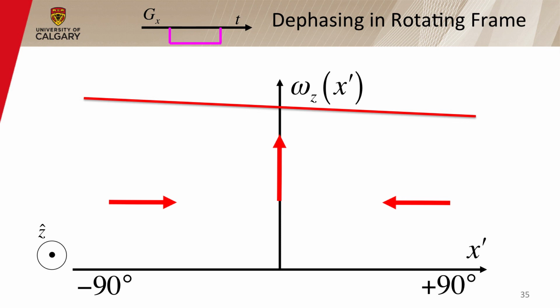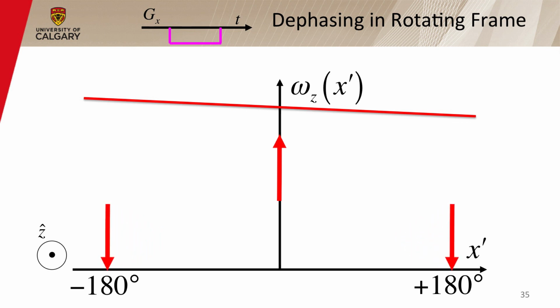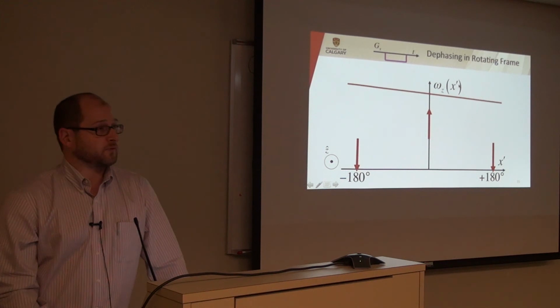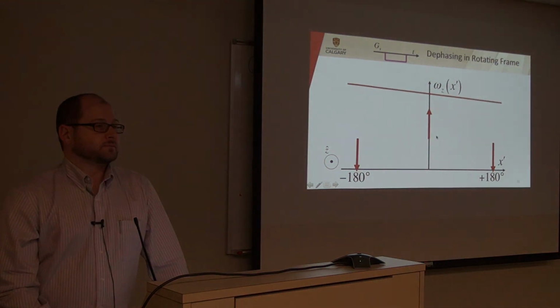And then if we apply it for 2 tau, we get something that looks like this. Okay, so we've got minus 180 over here, plus 180 over here, and I just want to point out that we're actually dealing with the rotating frame of reference at the center of the magnet. Okay? Does that make sense?